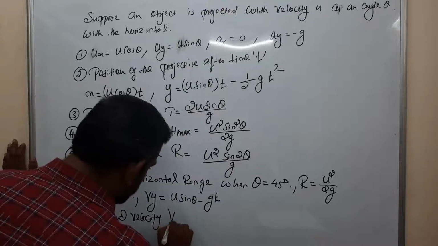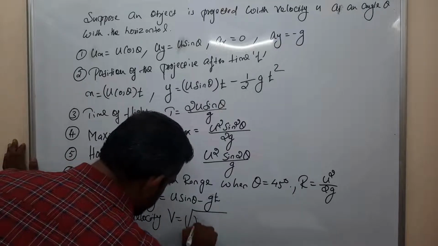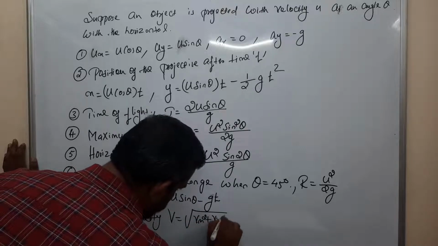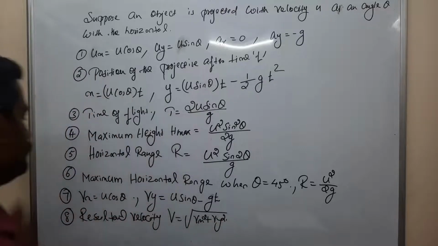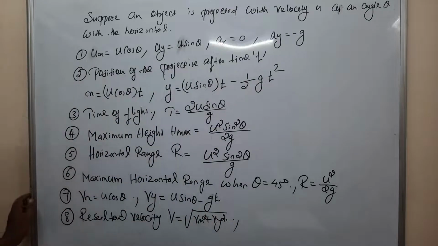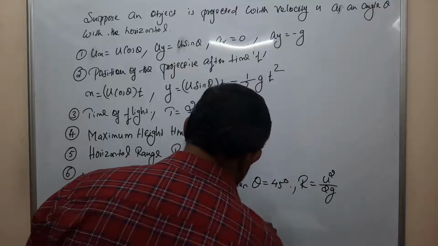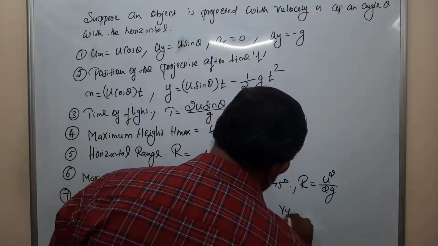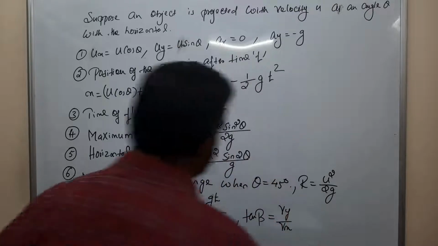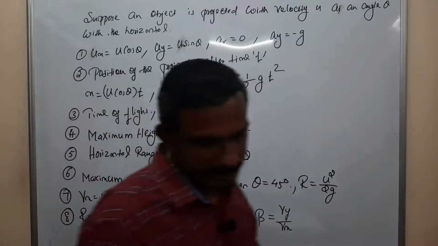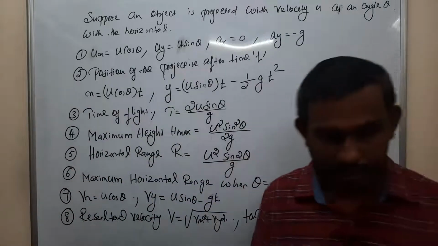The resultant velocity V is equal to square root of Vx square plus Vy square. What is the angle of the resultant velocity with the horizontal? That is tan beta is equal to Vy by Vx. So these are the formulas you should keep in mind while solving the numericals.